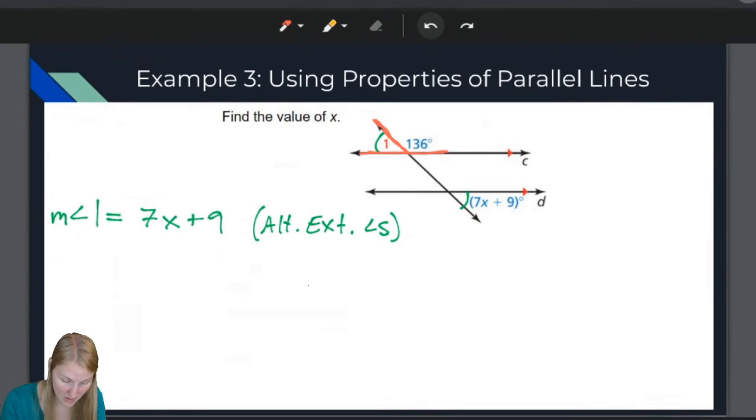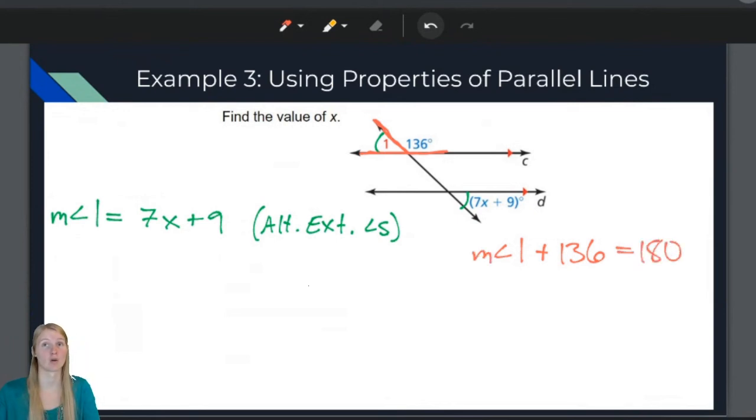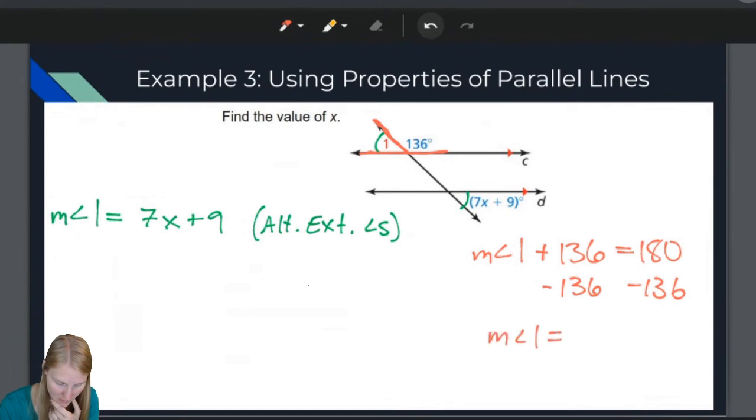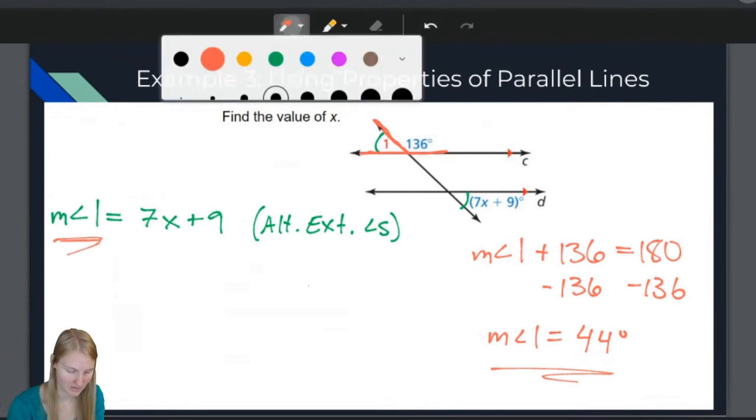So that means that the measure of angle 1 plus 136 needs to equal 180. So, minus 136. That means that the measure of angle 1 is 44? I'm going to double check that. Minus 136. Yes, 44. So the measure of angle 1 is 44. Beautiful! Now I know what the measure of angle 1 is.